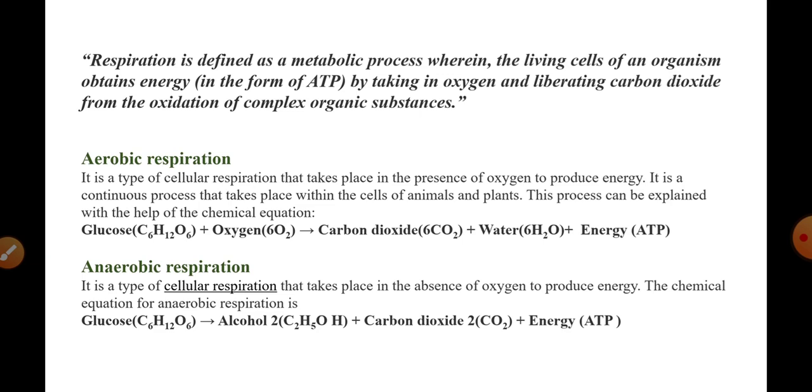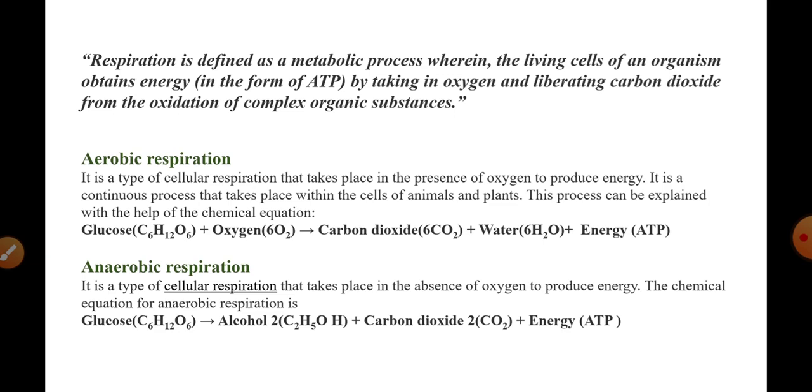If we speak about the two main types of respiration, this we have been studying from the lower standards: aerobic respiration and anaerobic respiration. Aerobic respiration is a type of cellular respiration that takes place in the presence of oxygen to produce energy. Anaerobic respiration is a type of cellular respiration that takes place in the absence of oxygen to produce energy. In both cases energy is produced, but the amount of energy produced is different. In aerobic respiration oxygen is involved, and in anaerobic respiration oxygen is not involved.